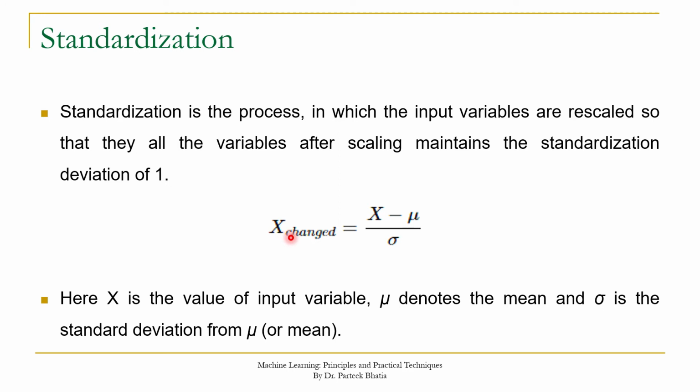And the formula to get updated values or scaled values after standardization is this: x minus mu divided by sigma. Here x is the input variable, mu denotes the mean, while sigma is the standard deviation from the mean. So in this way we will get the updated values of our column.